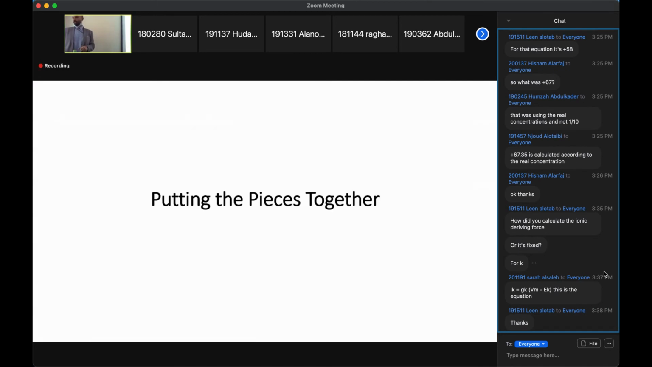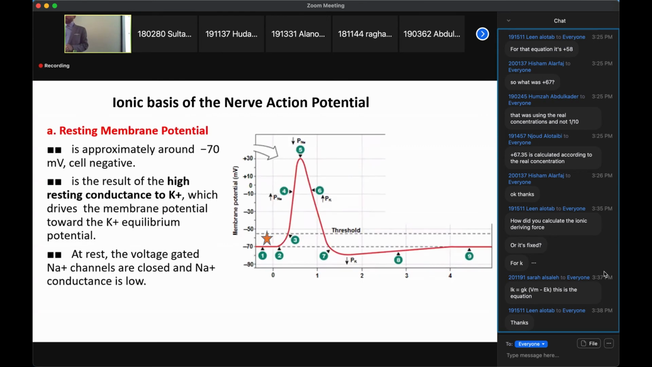Okay. So let's put all the pieces together, because we explained a few concepts, but they are all over the place, isn't it? So let's make it one whole image. Now, this is an action potential, okay?